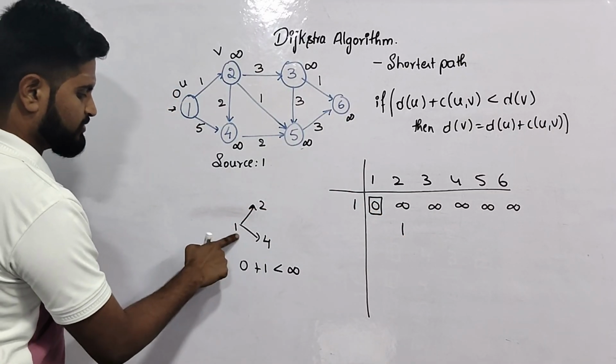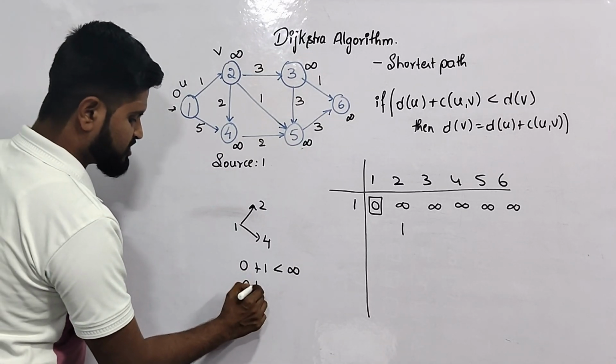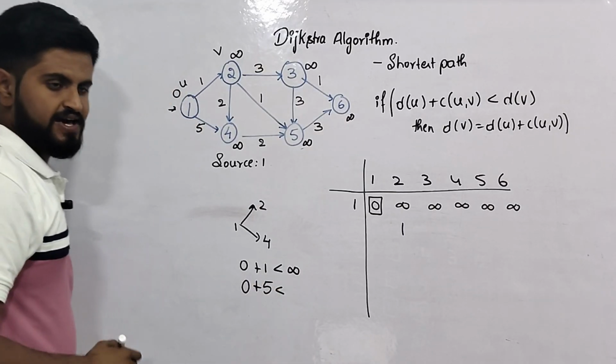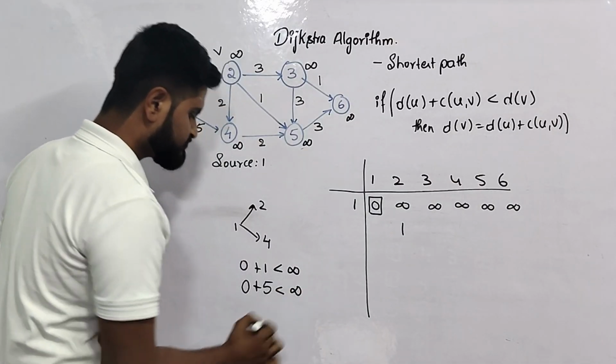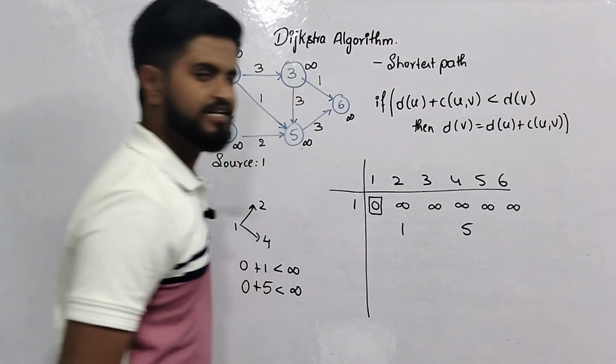Now let's move to the second one. The value is 0 for node 1. The cost of moving from the first node to the fourth node is 5, which must be less than the initial value of 4. What is that value? Infinity. Among 5 and infinity, which is the smaller one? 5 is the smaller one, so we will write it here.